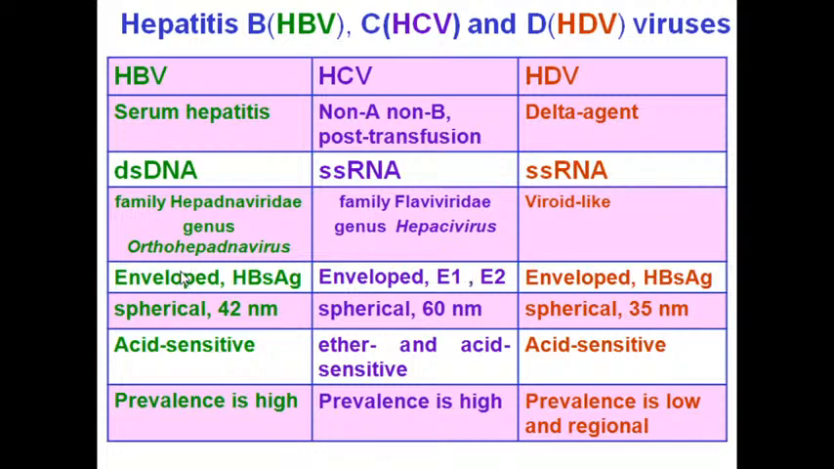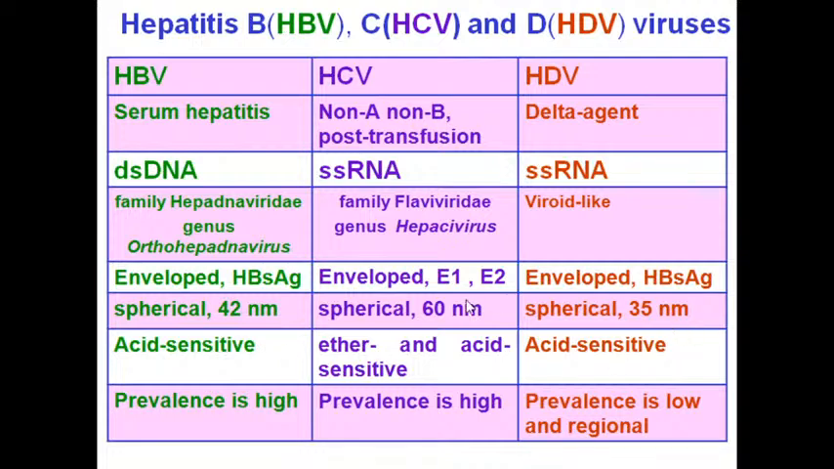All of them are enveloped, but the surface glycoproteins are different. For hepatitis B virus, the major surface glycoprotein is HBs antigen. In hepatitis C, we have envelope proteins 1 and 2. Hepatitis D virus uses the glycoproteins of hepatitis B to make its envelope, so it also is covered by hepatitis B surface antigen.